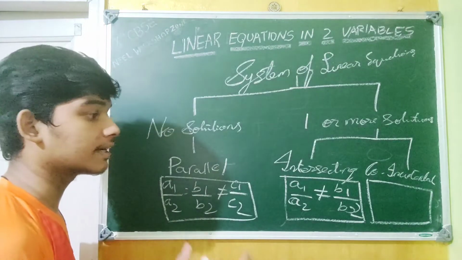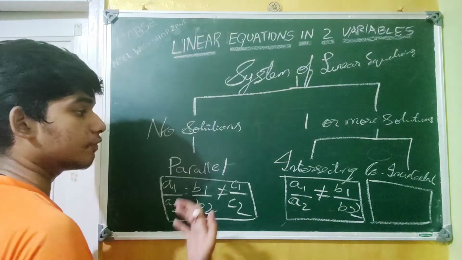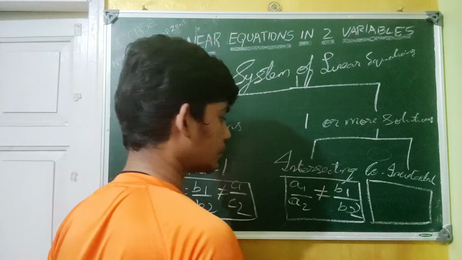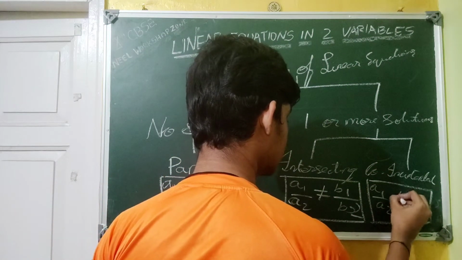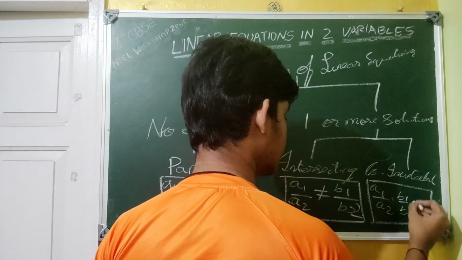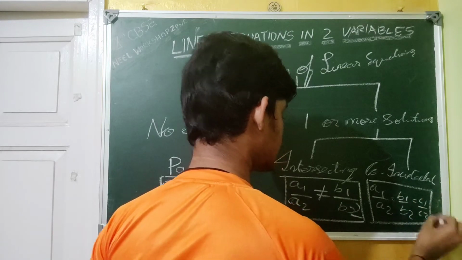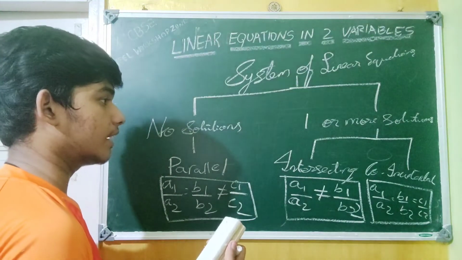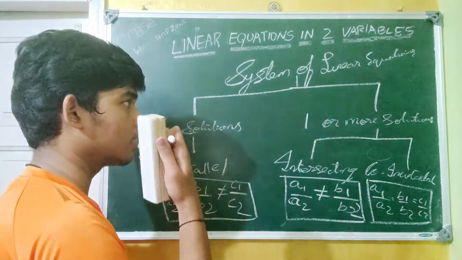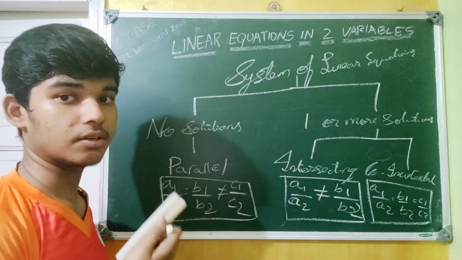So this is the method you can use to find out if a pair of linear equations are intersecting. And finally, to find out if they are coincidental, we have to say a1 by a2 is equal to b1 by b2, which is automatically equal to c1 by c2. So this is what you can use to find out if a pair of linear equations is coincidental or not.